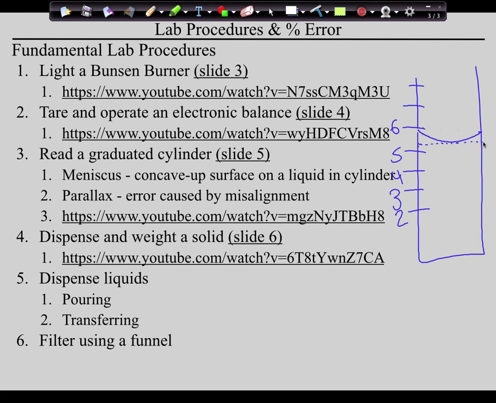So, guys, the idea here is that you've got to get lined up with the scale. You can't be above or below because that causes parallax, which is an error in measurement caused by misalignment. You guys okay? Okay. So, how do you read a graduated cylinder?